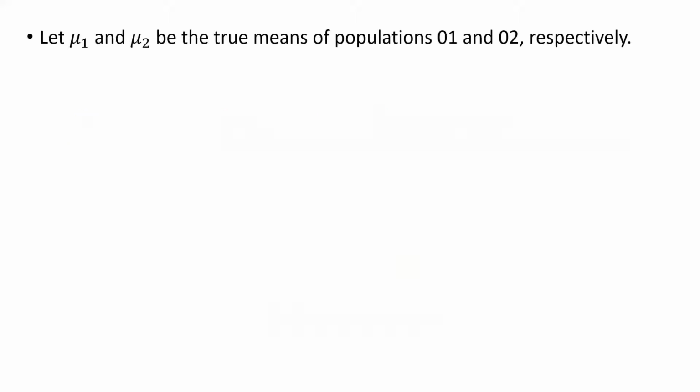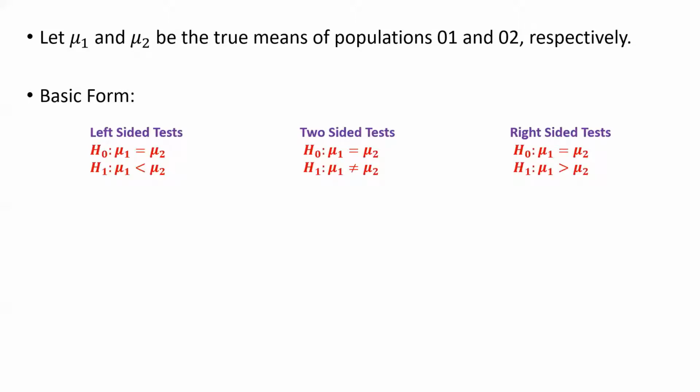Let's first look at how to write down the null and the alternative hypothesis for comparison of two means between two independent populations. We will first let mu1 and mu2 be the true means of populations 1 and 2 respectively. Comparison between two population means can be given in two forms. Let me call the first one the basic form. What I mean by the basic form is direct comparison of two means to decide if one mean is lesser than, not equal to, or greater than the other mean. We can write down the null and the alternative hypothesis this way.